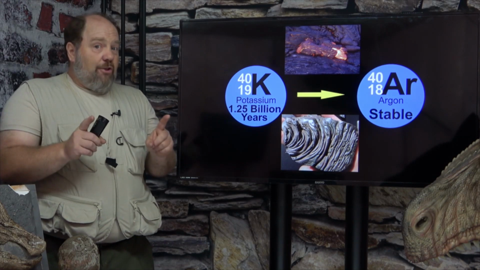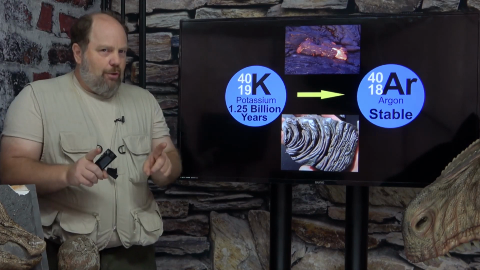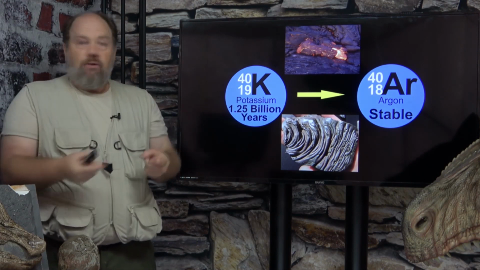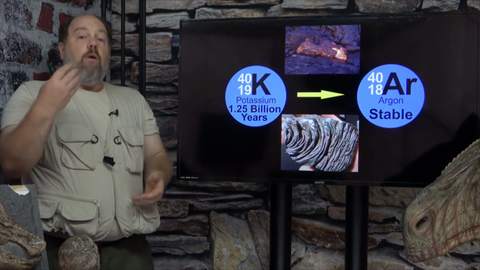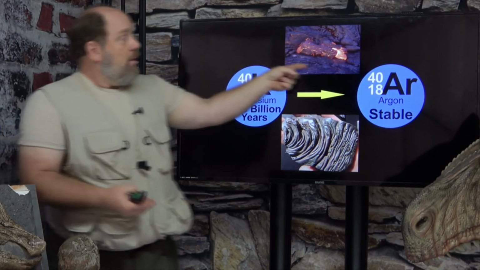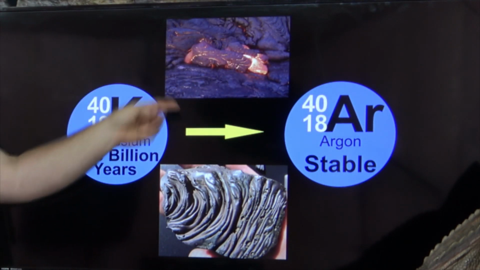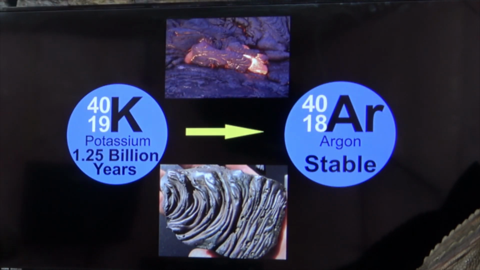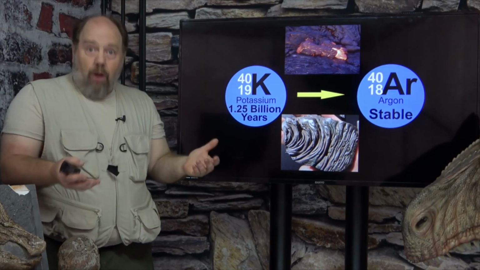Argon is a gas, but just as important, it's an inert gas. It doesn't chemically react with or bind to anything else. So the idea is that when a rock is molten lava, the argon gas bubbles out of the liquid. The potassium stays in the lava because it's a solid.